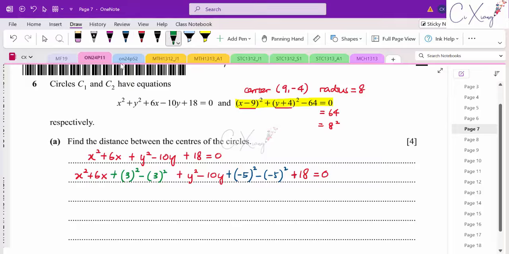Okay, so for the next step, you are going to combine the first 3 terms here become one big bracket with a square outside. Okay, then the negative 3 square, you just copy as negative 9. Same thing happened for the y. Combine the first 3 terms become one big bracket, so y minus 5 with a square outside. Then minus negative 5 square is negative 25. Then plus 18.